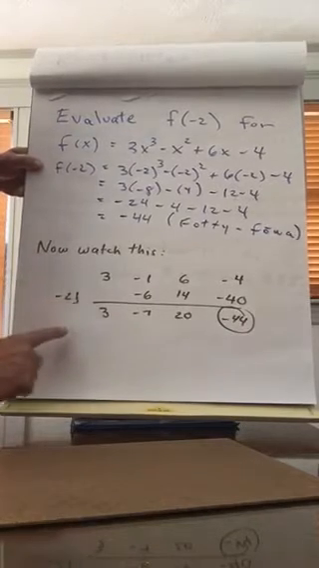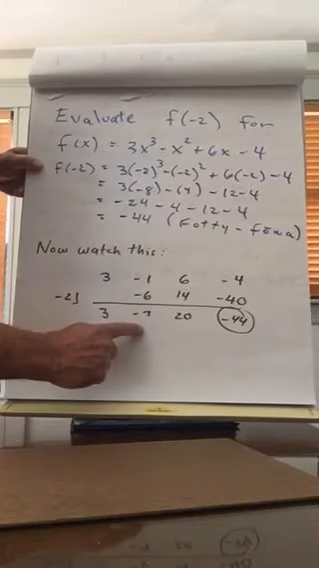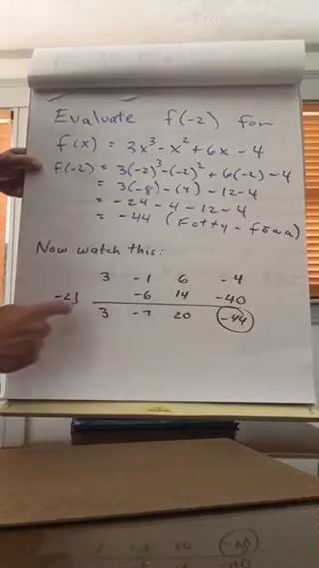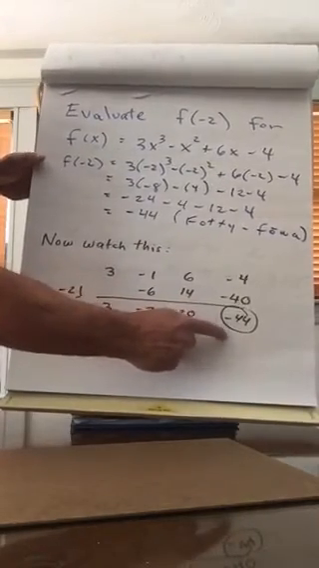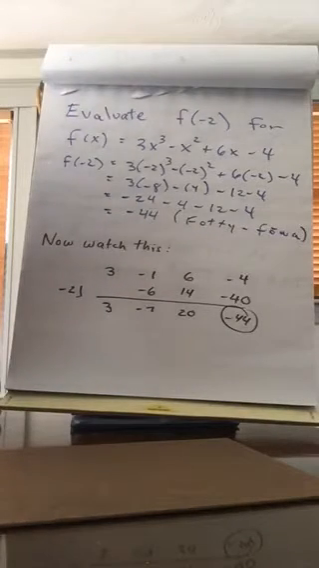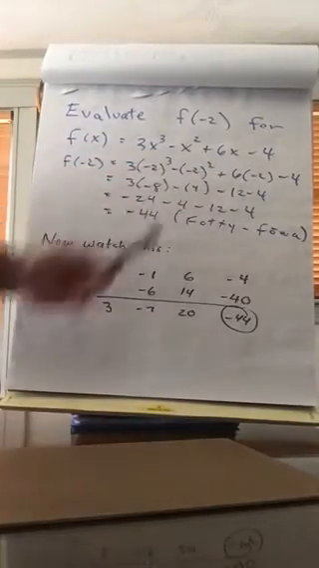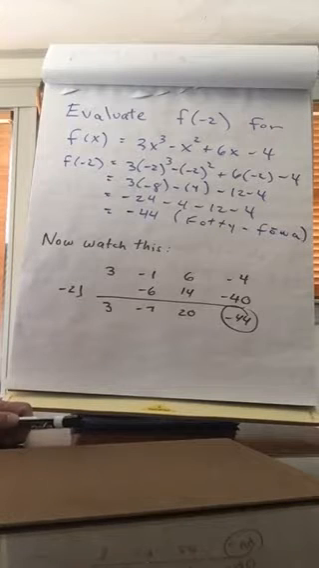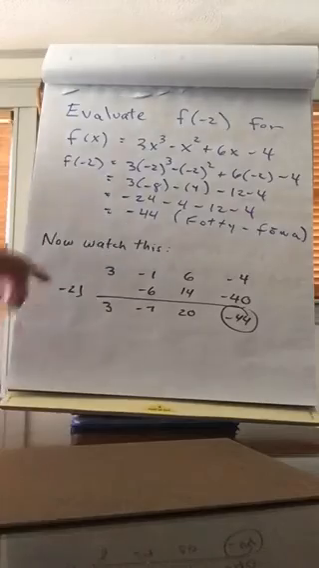Bring down the 3, multiply. -2 times 3 is -6. Add -7. -2 times -7 is 14. Add 20. -2 times 20, -40. Add -44. So I think that's a quicker and easier way to evaluate a polynomial. There's certainly nothing wrong with plugging it in. You've done that for a while now, but synthetic makes it a little easier. So the first few problems in the homework, maybe 1 through 7, are doing that.